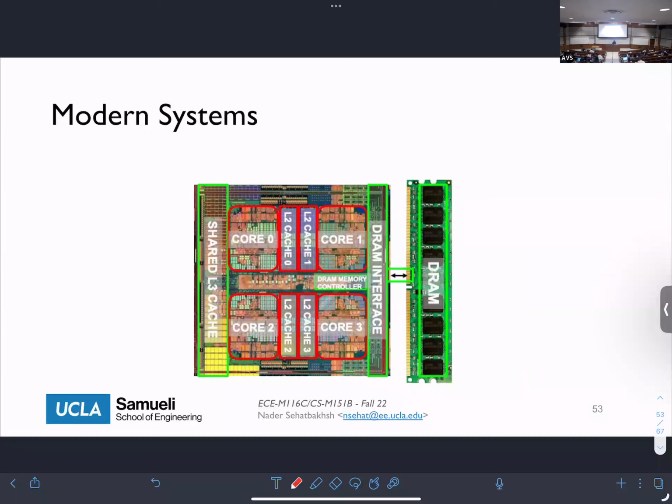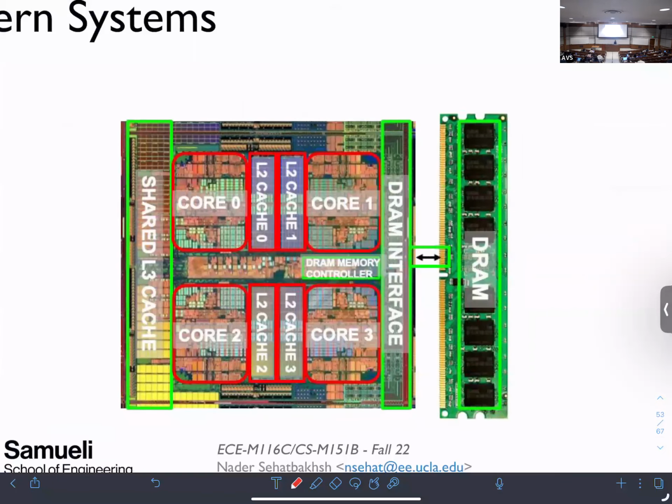Okay, so this is kind of it for your modern systems. This is basically a die shot of a 4-core Intel processor, I think from a few years ago. So you will see that your cores are somewhere in between. Your caches are usually here. This is your L1 caches. Then you will have your L2 caches that sit in between cores. And then you have your DRAM interface that basically talks to your DRAM, and DRAM is basically off chip, right?